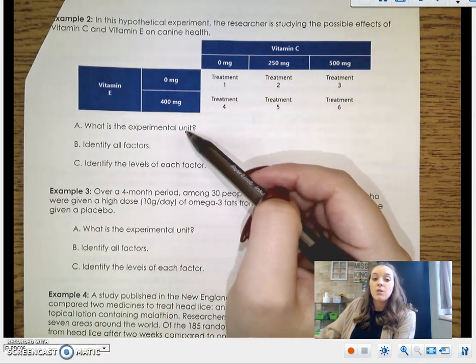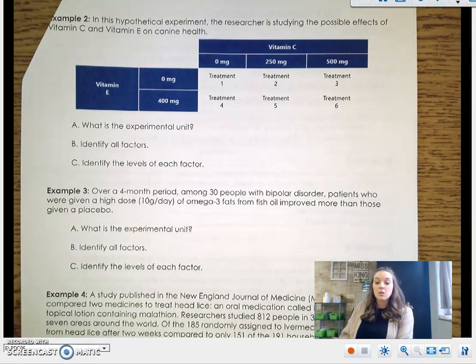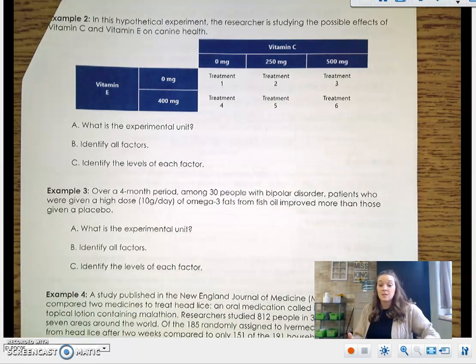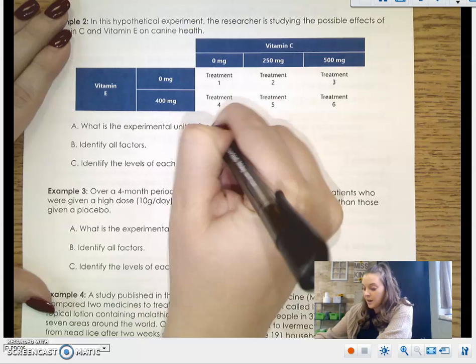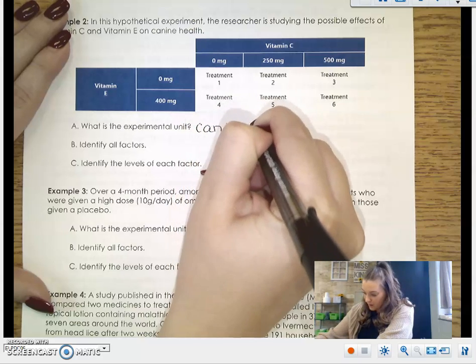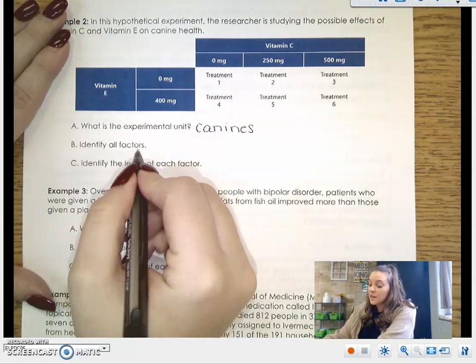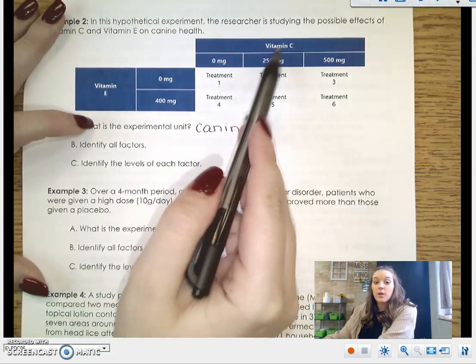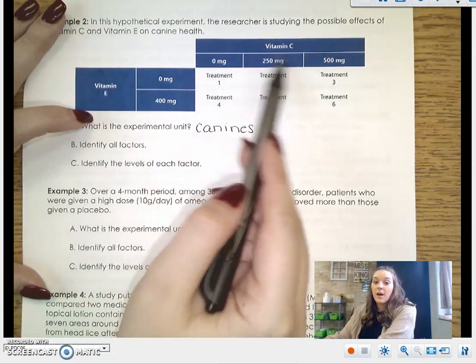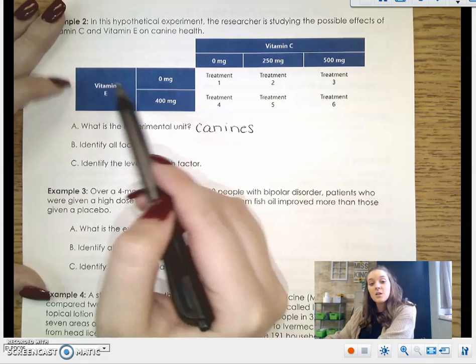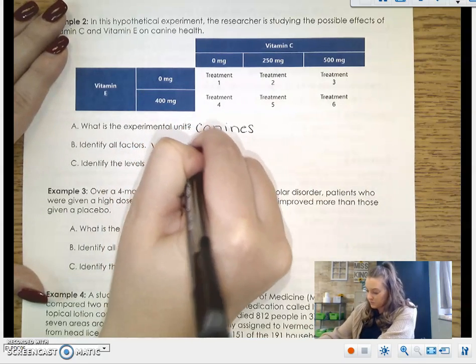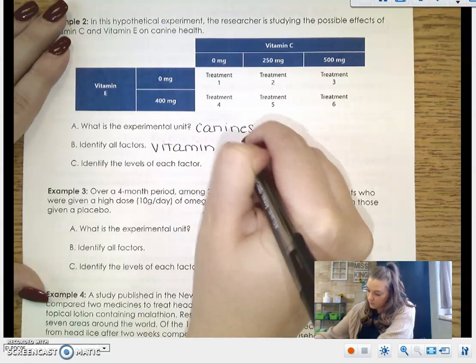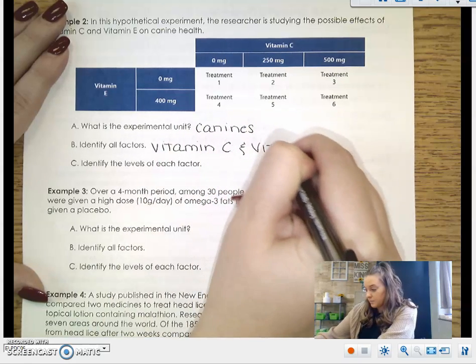So they want to know the experimental unit. And your experimental unit is what is being tested on. And in this situation, dogs are being tested on. So canine health. So I'm just going to put canines. Identify all your factors. So here we have 2 factors. We have vitamin C that plays a factor and or vitamin E. So vitamin C and vitamin E.